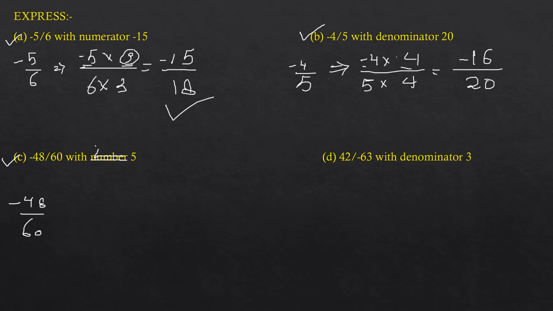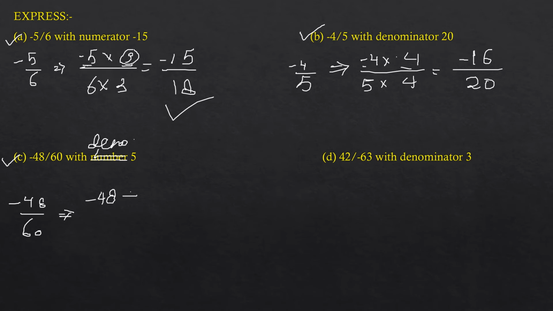Okay, this is not the number, this is the denominator. We have to change the denominator from 60 to 5. You can see here the number is getting reduced, right? The number is getting decreased here, from 60 we have to make it 5. So what will we use here? We will use division here.